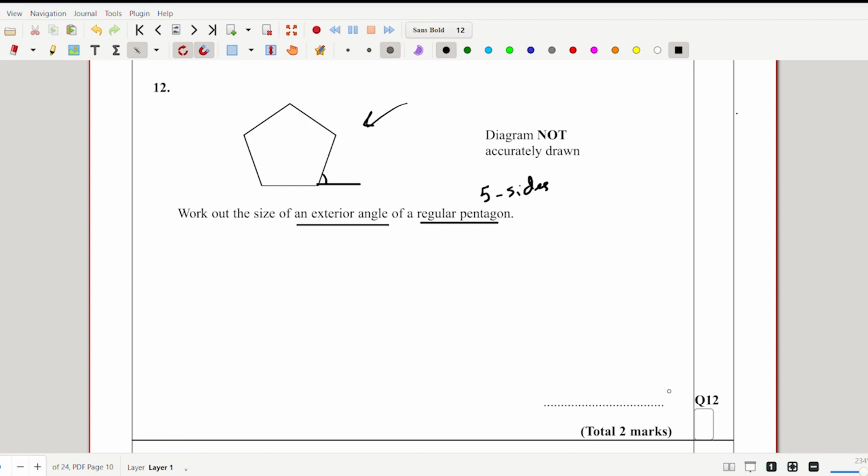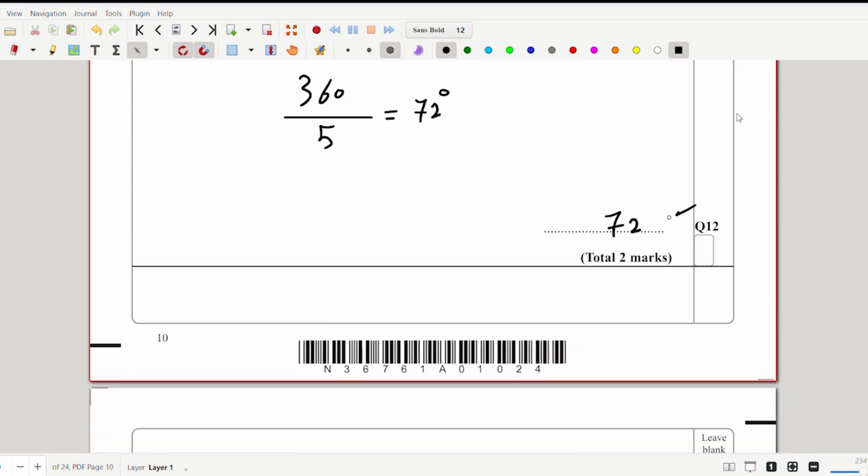exterior angles add up to 360 for any polygon. So here 360 divided by 5 sides will give 72 degrees each. So 72. The degree sign is mentioned here. You don't have to write it, but if it's not written, you should place it.